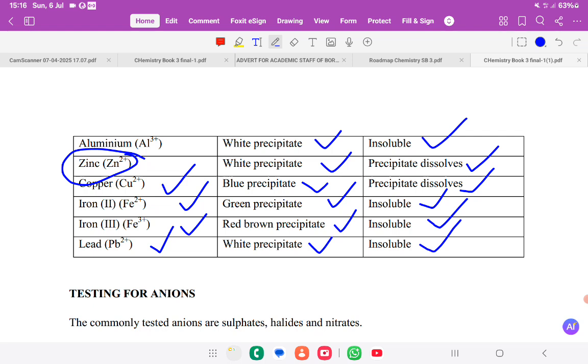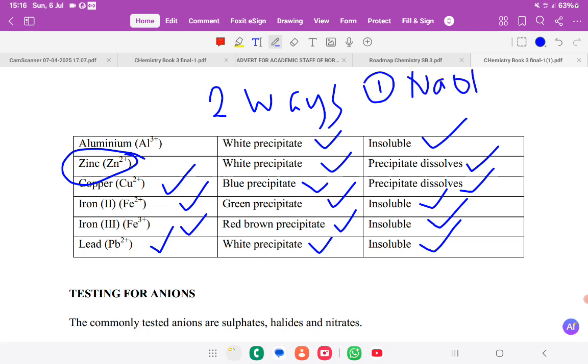So take note that there are 2 ways to detect cations. 1, using aqueous sodium hydroxide solution. 2, using ammonia solution. For each of the reagents used, make sure you know the results, because your examiners will not give you this table as a way of inferring the ion that is present in a given solution.